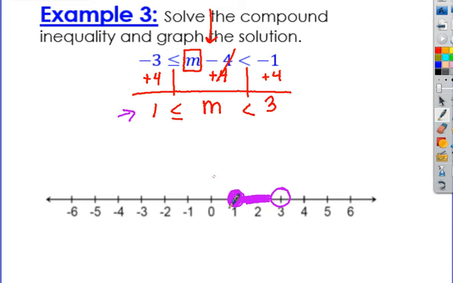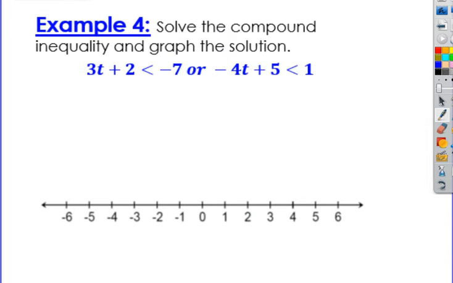So written, graphed, and let's do interval notation. The lowest it goes is 1, it's a bracket because it's a closed circle. The highest it goes is 3, and it's a parenthesis because it's an open circle. So there's your answer written 3 different ways for that one.